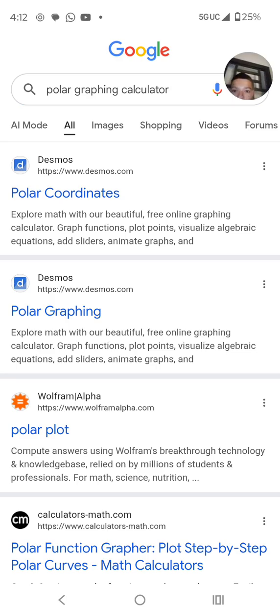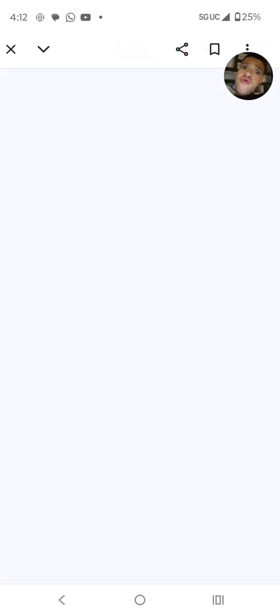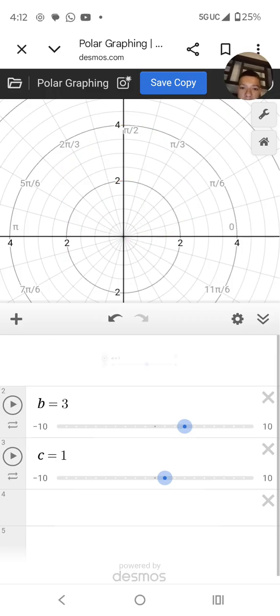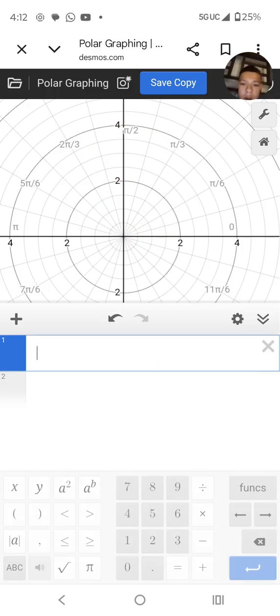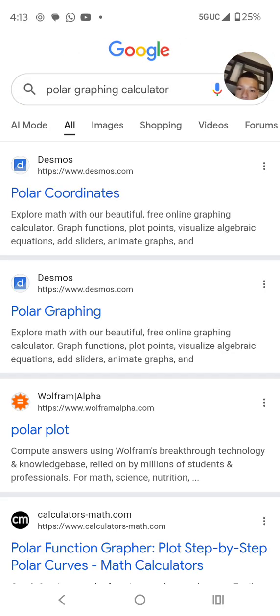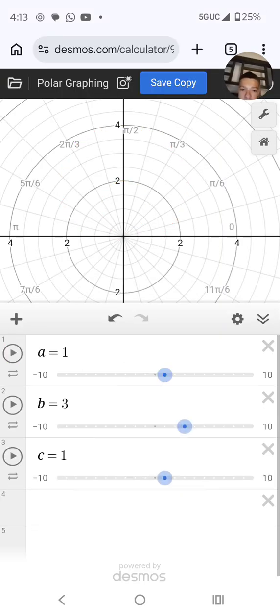What's happening? Whoa, whoa, whoa. Let us do a Fourier series with polar graphing. Bro, what's happening? Okay. I keep clicking the triangle accidentally.